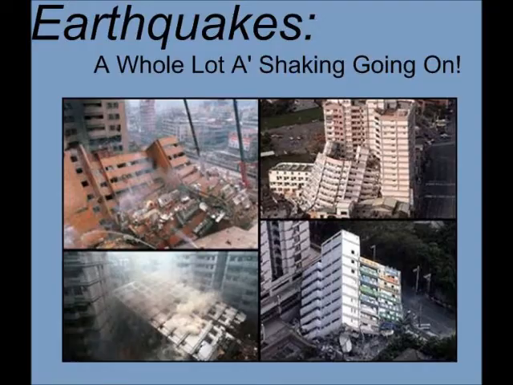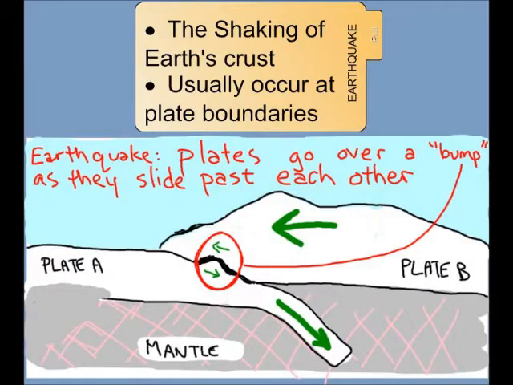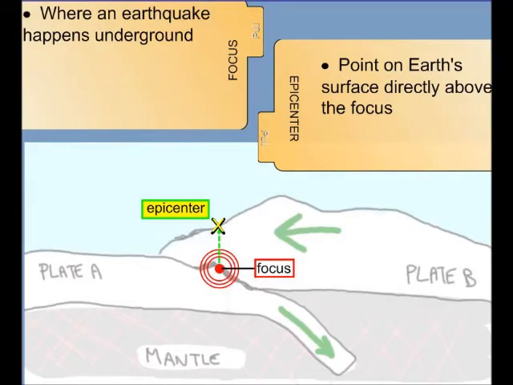This week's topic is earthquakes. An earthquake is the shaking of the Earth's crust, which usually occurs along plate boundaries. We can think of an earthquake as the plates going over a bump as they slide past each other. Now, there's two locations that you need to know.